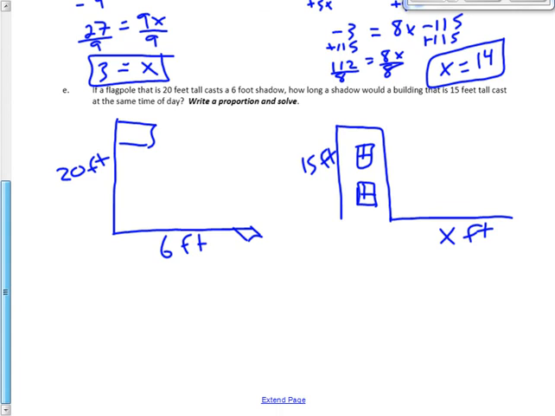So when we're making up this problem, I've got 2 heights of things and 2 shadows of things. I'm going to make a nice proportion here. So I can either do 20 over 15 and 6 over x, or I can compare height to shadow. So 20 over 6 equals the height of the building, which is 15, over the shadow of the building, which is x. Now you can multiply 6 times 15, 20 times x.